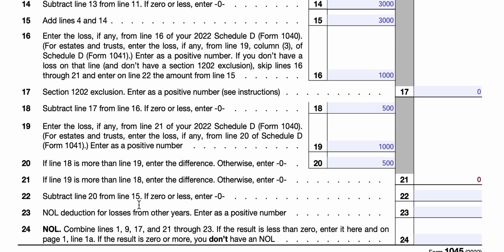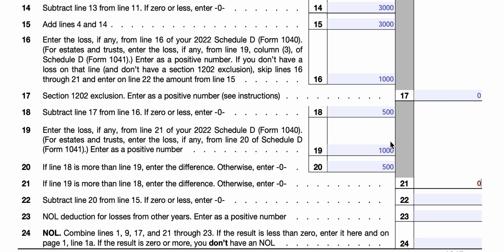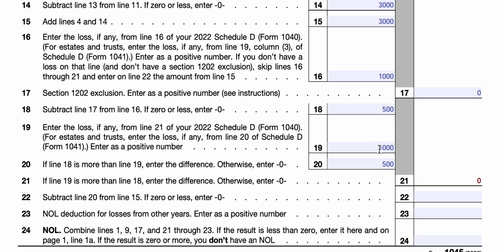And then from here, you'll subtract line 20 from line 15. In this case, line 20 from line 15 is $2,500. So we'll enter that here. If this was 0 or less, then you would enter 0. And again, any net operating loss deduction for losses from other years, you would enter this as a positive number. And then on line 24, you'll combine lines 1, 9, 17, and 21 through 23.